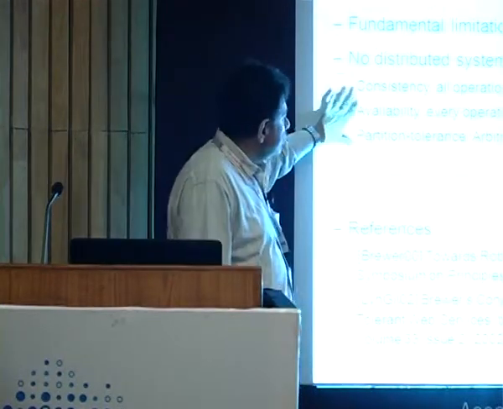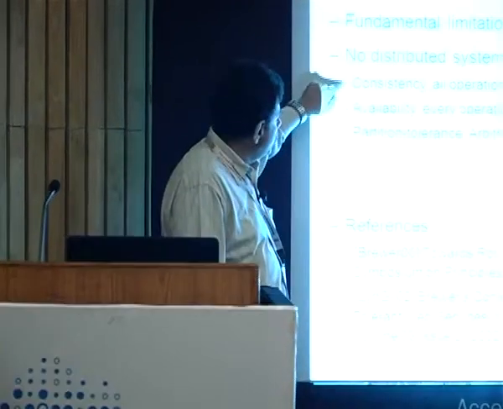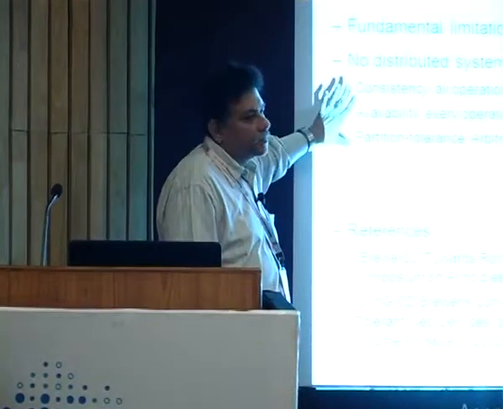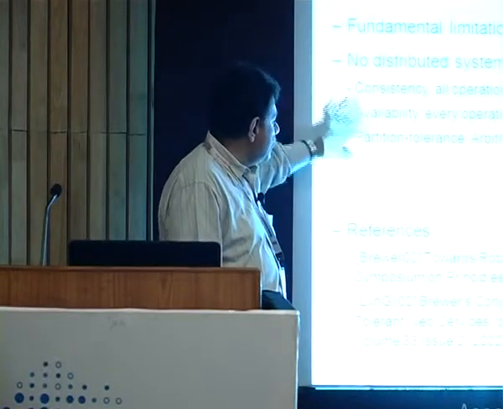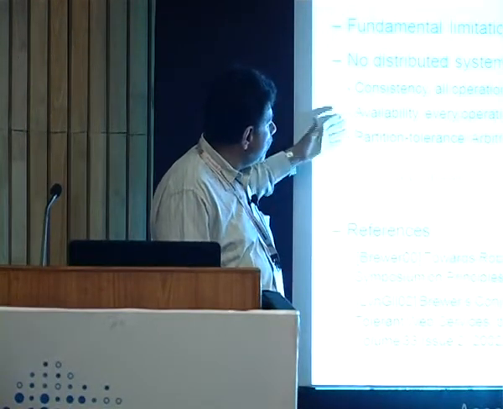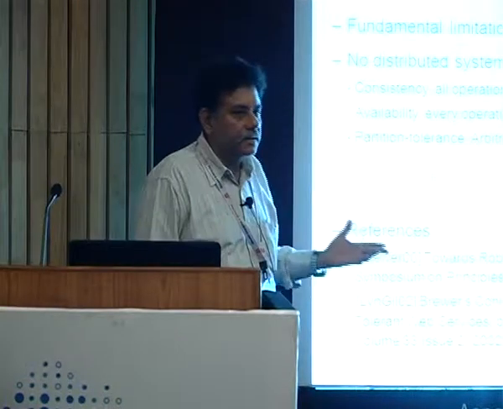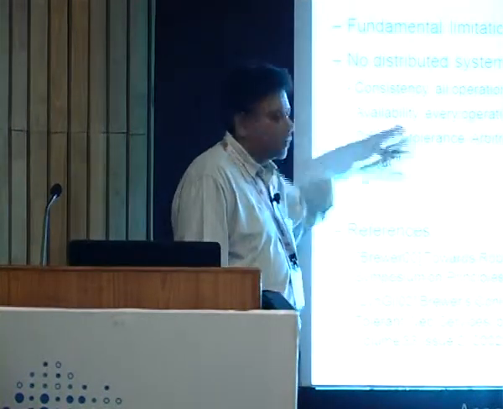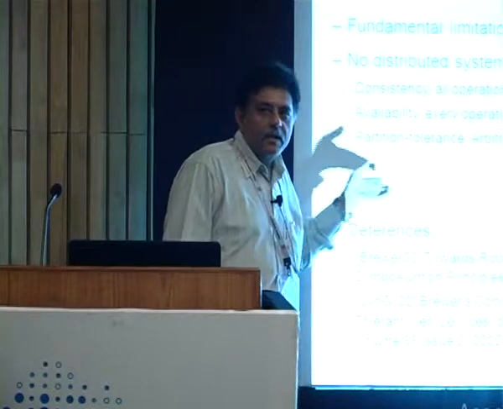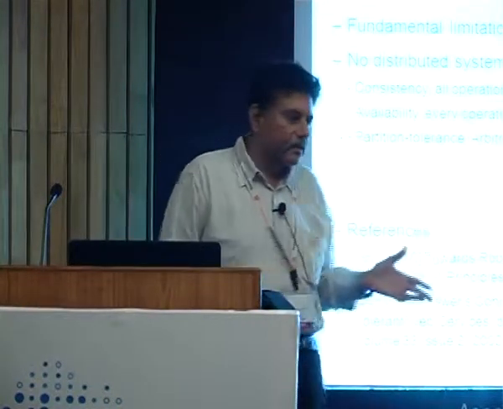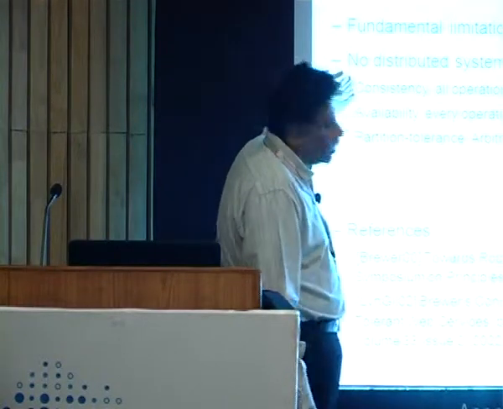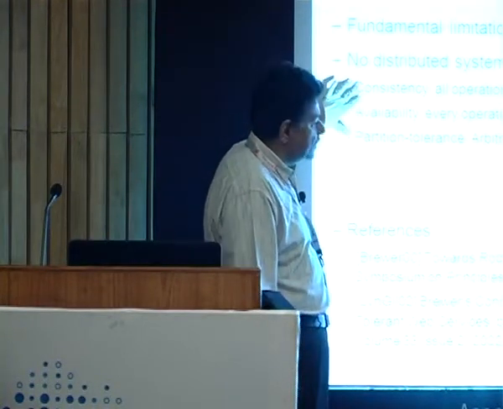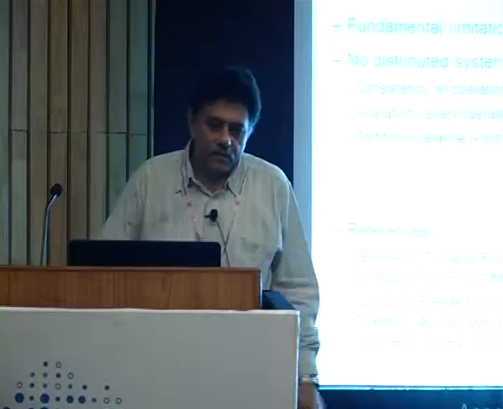Let me illustrate. Brewer conjectured that you cannot have any distributed storage system which has all three of these properties. In practice, if you take a look at cloud storage systems, typically they're distributed over a wide area network, and typically they will partition. So what that means is you have to give up one of these two, and typically people give up consistency. I'll illustrate that with a simple example.